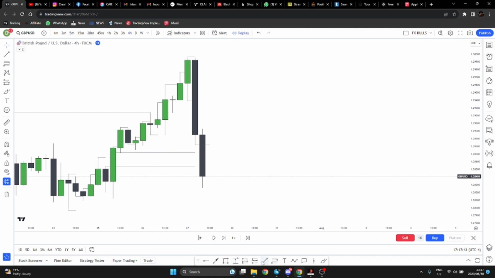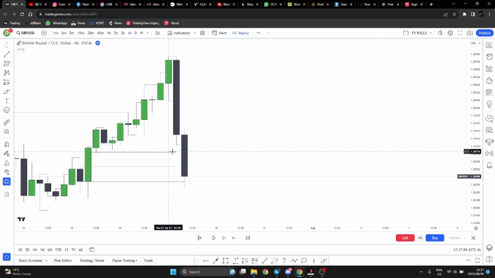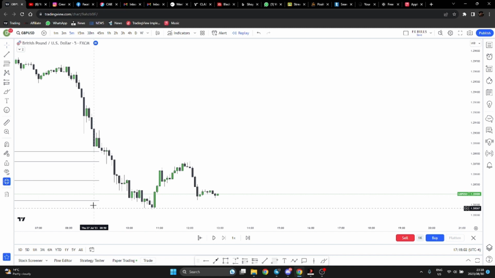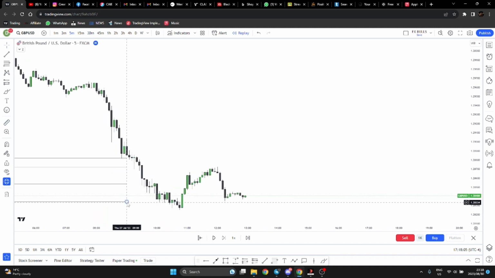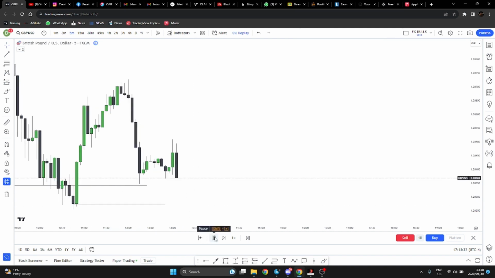There we go. What does price do? Comes down, taps this order block. Let's just refine this. Okay, so we've got a tap into the FVG right there. Drop down to my 5-minute time frame. Okay, so this is the order block level. We've got an order block here. Okay, so now I'll just wait and see how price plays out.